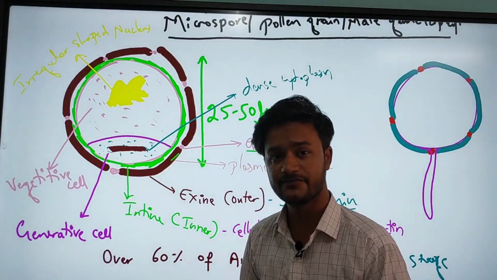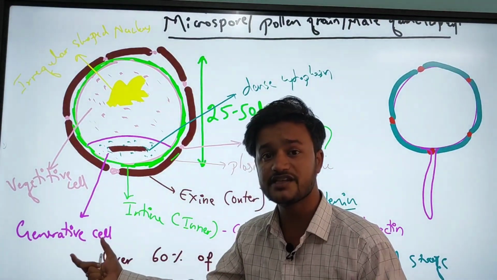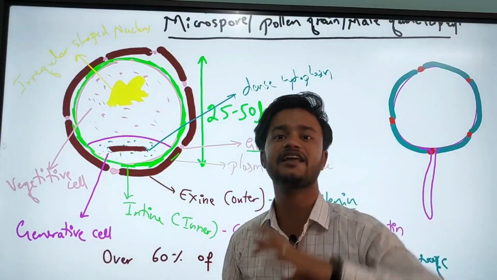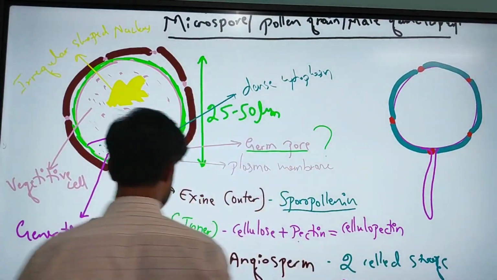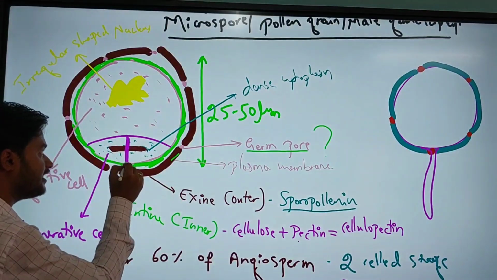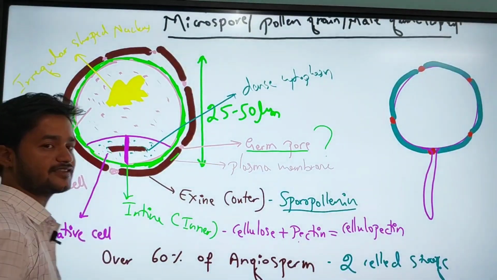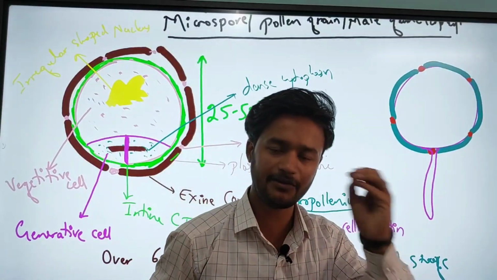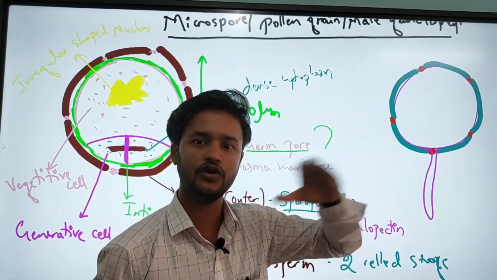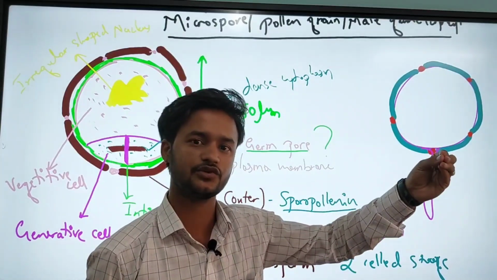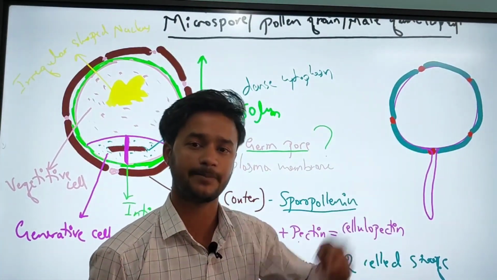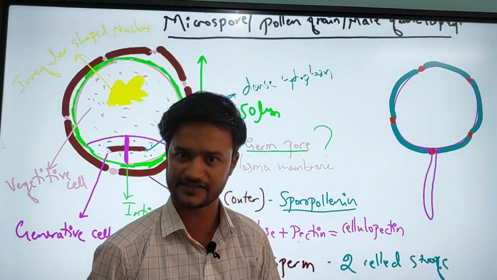Soon after, the generative cell undergoes mitotic cell division to produce the two male gametes. The male gametes are called sperm 1 and sperm 2. They are involved in fertilization to form the zygote, and in triple fusion to form the primary endosperm nucleus, right?